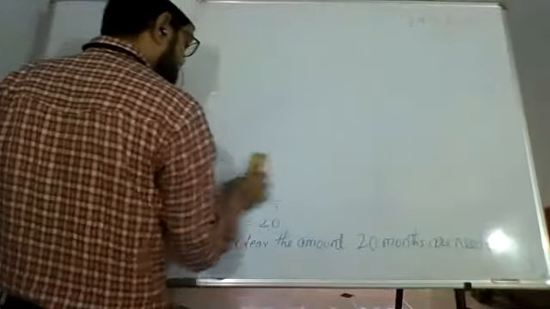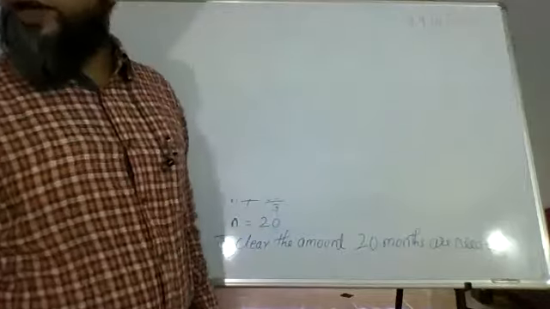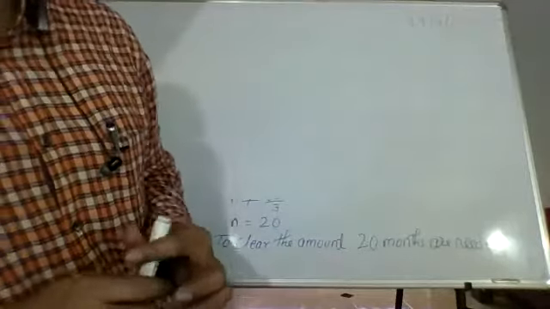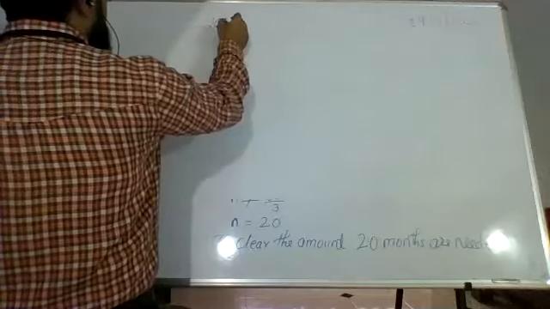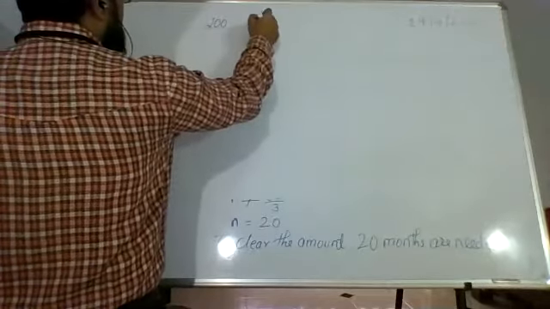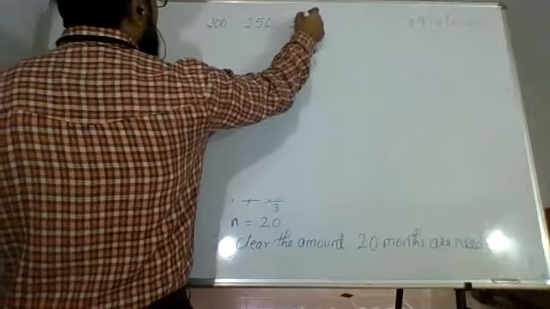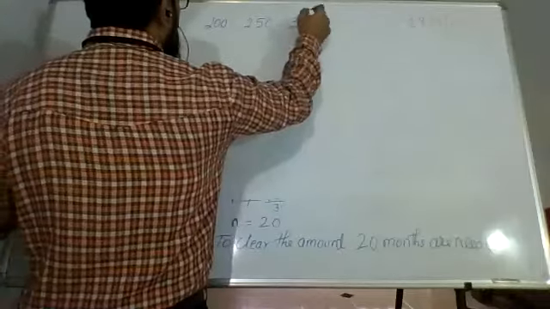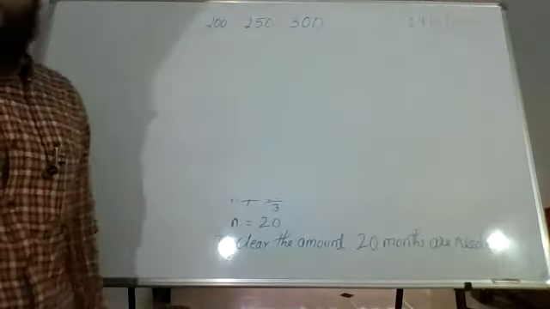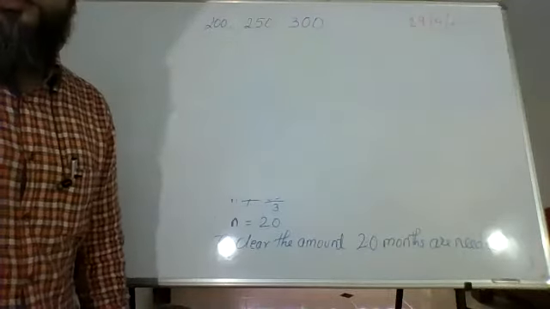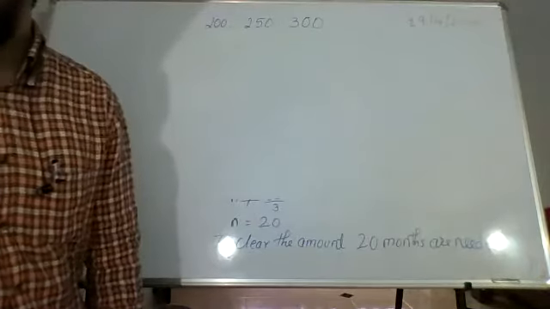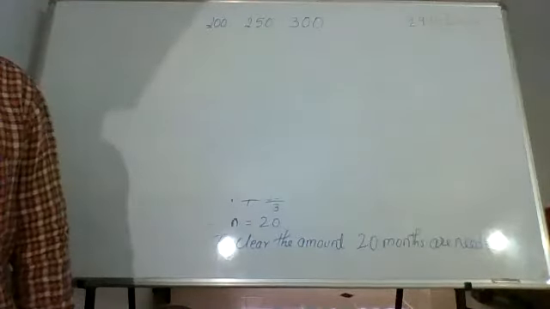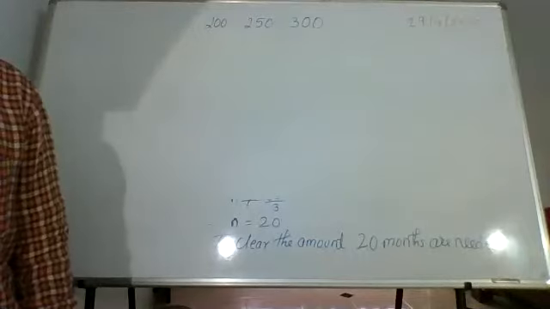Anwar saves some amount every month. In the first 3 months, he saves rupees 200, 250 and 300 respectively.